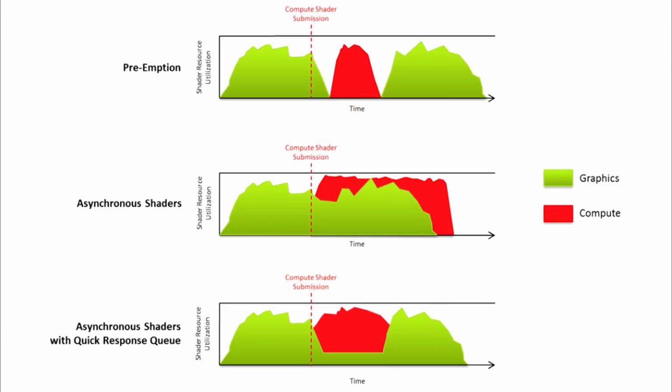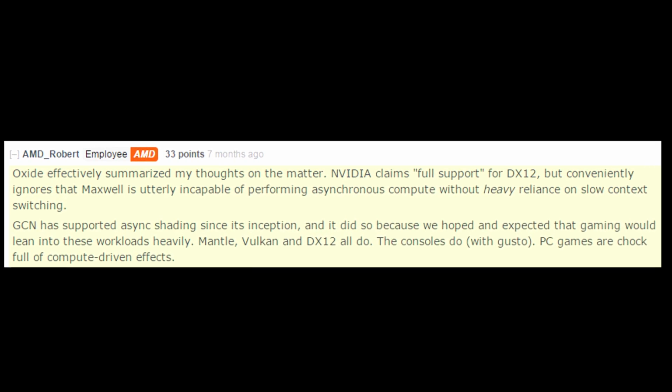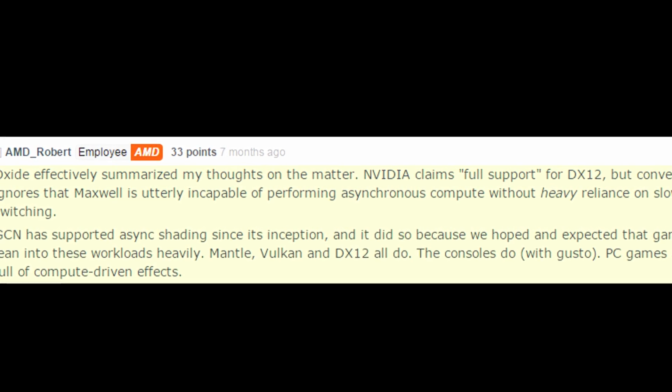In the end, asynchronous shaders are here to stay. This is the way forward for graphics. It's very useful for virtual reality as well, as it enables a feature called asynchronous time warp, but that's something I'm not going to go into in this video. This whole thing's been an interesting story to watch develop over the past year.